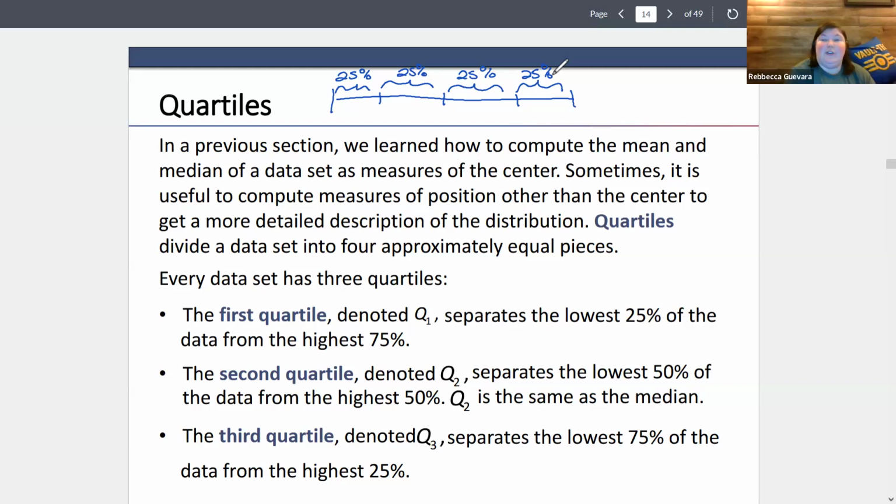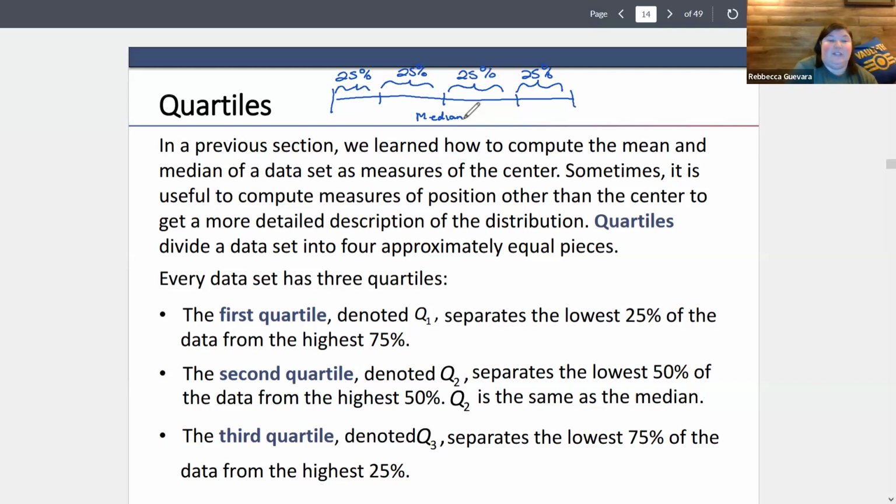So in previous sections, we learned how to compute the mean and median of a data set as measures of center. Sometimes it's useful to compare measures of position other than the center to get a more detailed description of your distribution of data. A median was the center of your data, but it's also a position. It's the data point that is exactly in the center of your data. So what we're going to do is look at other positions. We're going to look at quartiles, and we're going to look at something called percentiles.